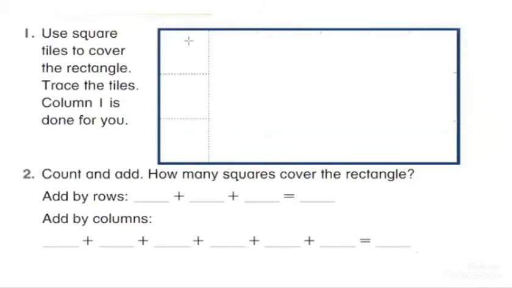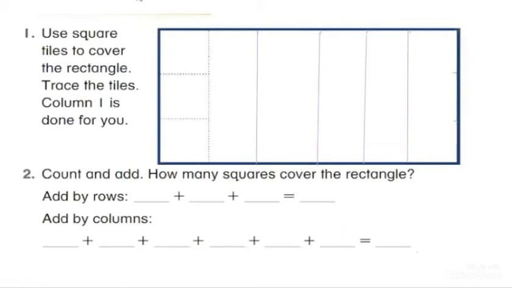6 columns. We have already 1 column, 2, 3, 4, 5, and the last one is already done. So how many columns do we have? 1, 2, 3. I will make the spotlight for you. 1, 2, 3, 4, 5, 6. We have 6 columns and 6 blanks. 6 columns, 1, 2, 3, 4, 5, 6, and 6 blanks, 1, 2, 3, 4, 5, 6.